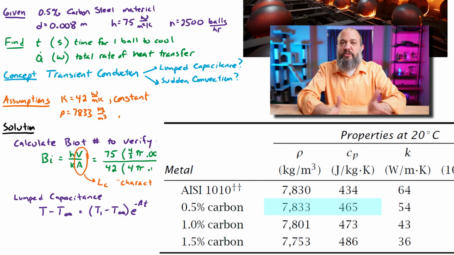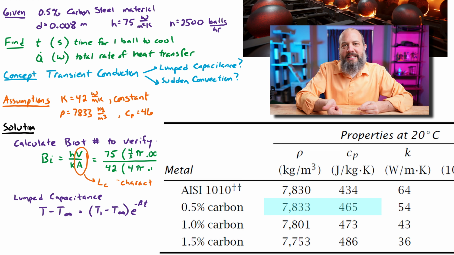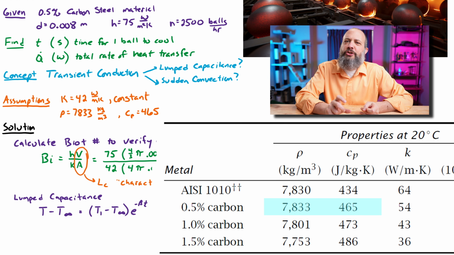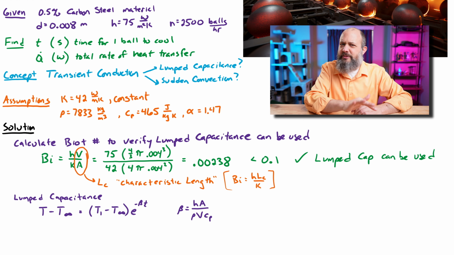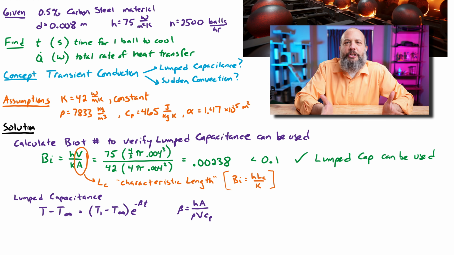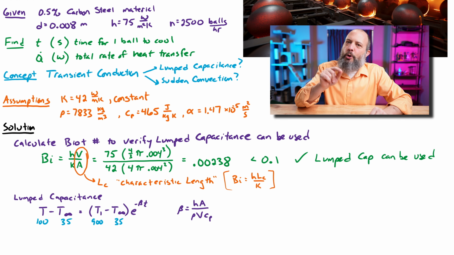And Cp was also not given in the problem statement, so I got to go back to my table and look that up. I get 465, and that's in joules per kilogram Kelvin. And you may want to always be mindful as to whether Cp is in joules or kilojoules. You'll sometimes see those written in different units. All right, so some calculator work. 0.015 is my value beta, which is my time coefficient.